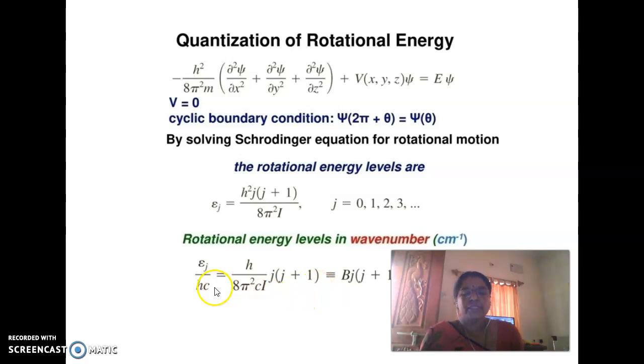If you look at this, there are many constants. h is Planck's constant, 8 is a constant, pi is a constant, c is a constant, and the moment of inertia I for a particular molecule is also constant. To replace all these constants with a letter, let us call it B. Hence this can be rewritten in the form B of J into J plus 1.